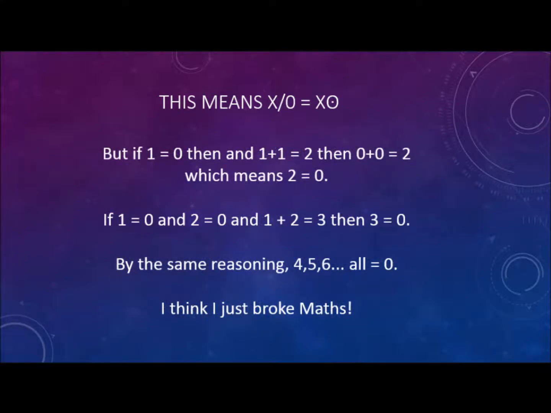But if 1 is equal to 0, and 1 plus 1 is equal to 2, that means that 0 plus 0 is equal to 2, which means that 2 is equal to 0. If 1 is equal to 0 and 2 is equal to 0 and 1 plus 2 is equal to 3, then that means 3 is equal to 0. And by the same reasoning, 4, 5, 6, in fact, all numbers equal 0.